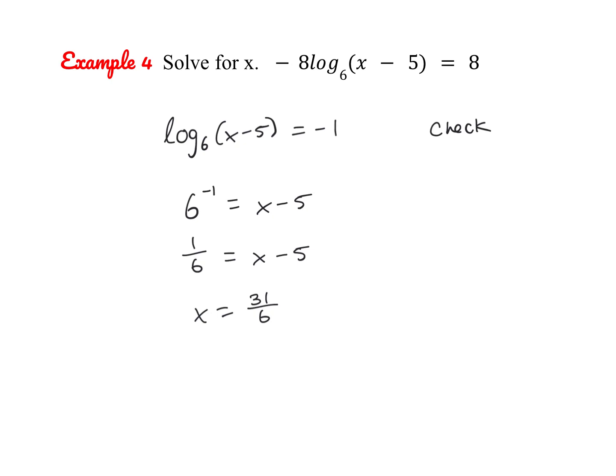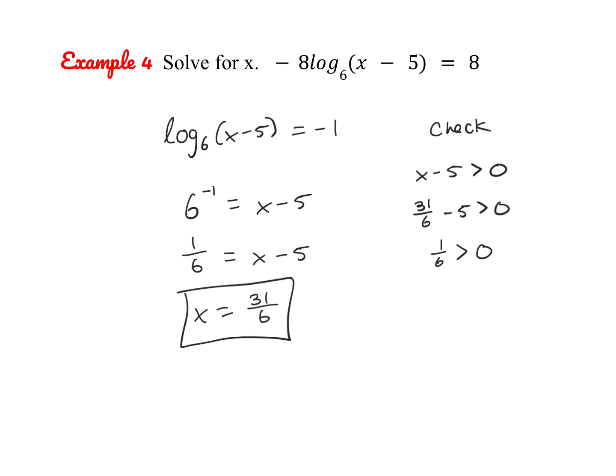So then before I box it, let's go back and check. So again, really all we're checking for is that this value, so we want to make sure that x minus 5 is greater than 0. So when I plug in 31/6 minus 5, I get 1/6, which is greater than 0, so our answer works.